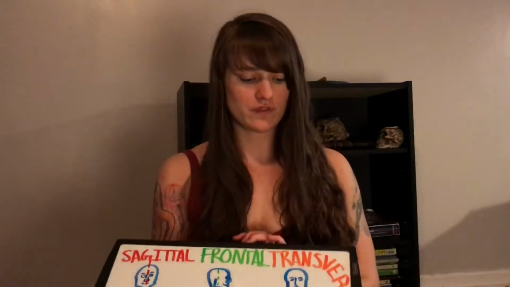So this is actually part 2. We first went over the 3 planes of motion, which were the sagittal, the frontal, and the transverse plane. Now we're going to go over directions and positions. So with that being said, superior and inferior. Superior is above, inferior is below.